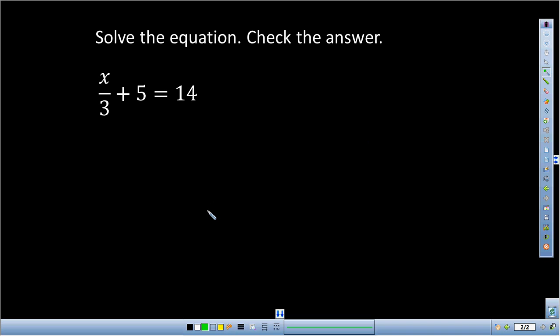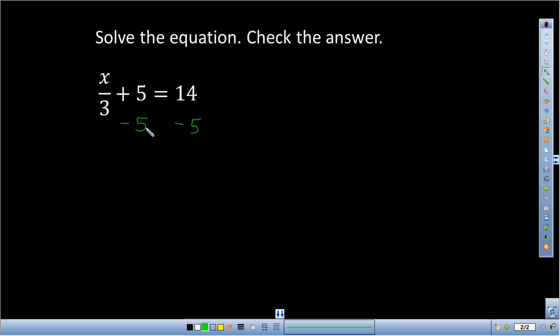So now we're going to focus on the 5. So right here we have the 5, and to undo the 5, we just do the opposite of add 5, which is subtract 5. Now the subtraction property of equality tells us that if we subtract 5 from the left side of the equation, we must subtract 5 from the right side to maintain our equality, our balance.